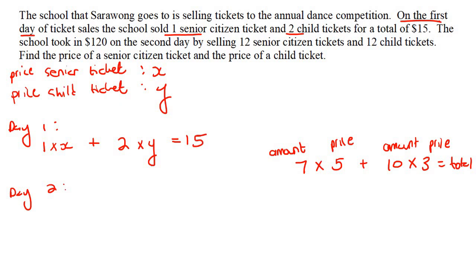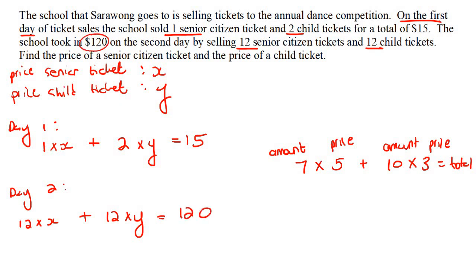Okay, then on day 2, they sold 12 senior tickets, so that would be 12 times x, because I'm using the amount multiplied by the price, plus, how many children? Oh, also 12 children, 12 seniors and 12 kids. Okay, so 12 times y, and the total that they made that day was 120.